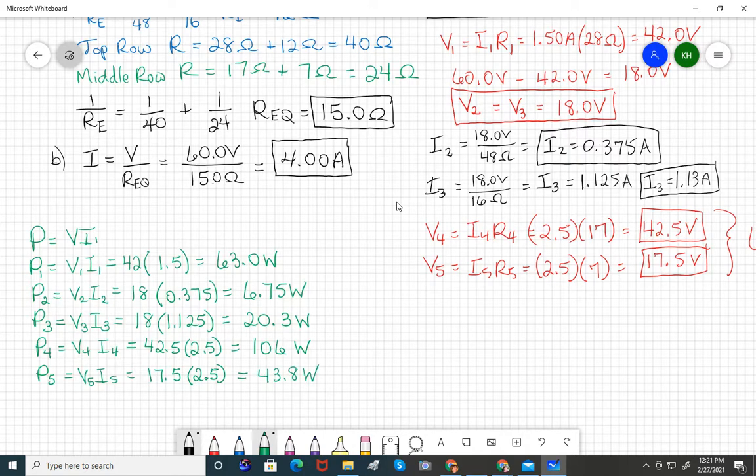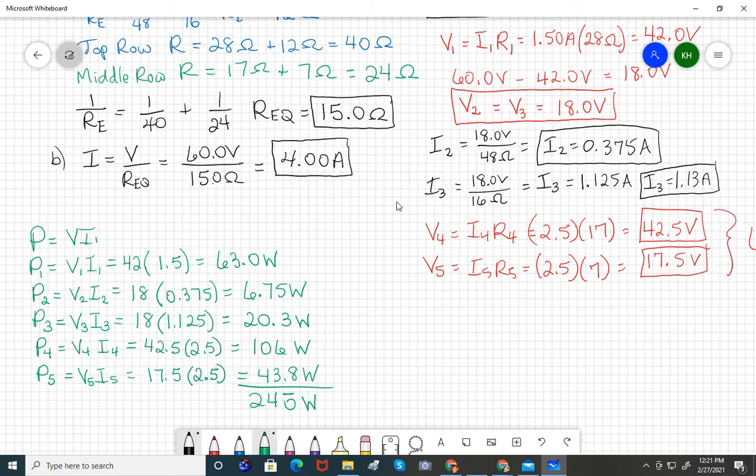Now I did a bunch of rounding, but if we add all this up, let's see what we get. 63 plus 6.75 plus 20.3 plus 106 plus 43.8. It comes out to be 240 watts by the time I round it all to 3 significant digits.